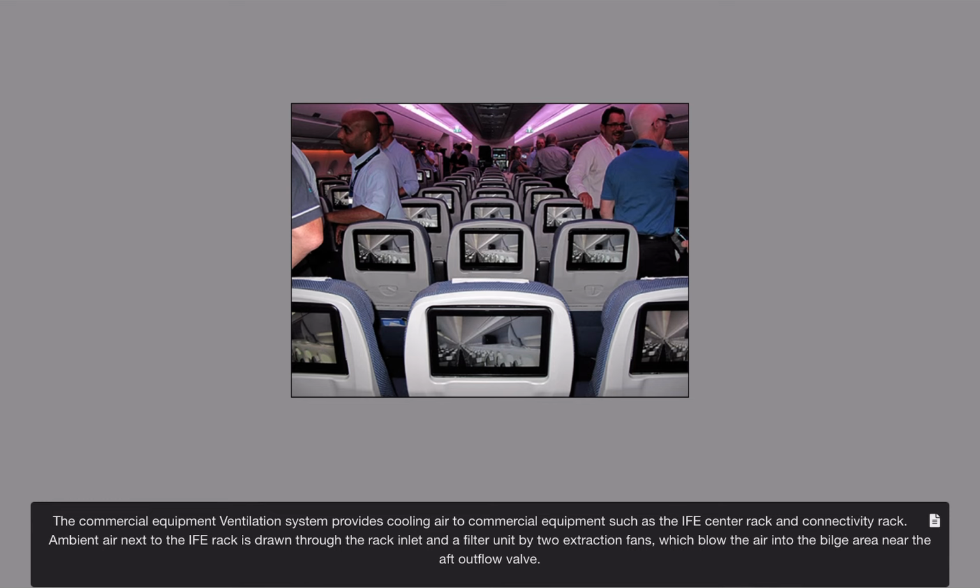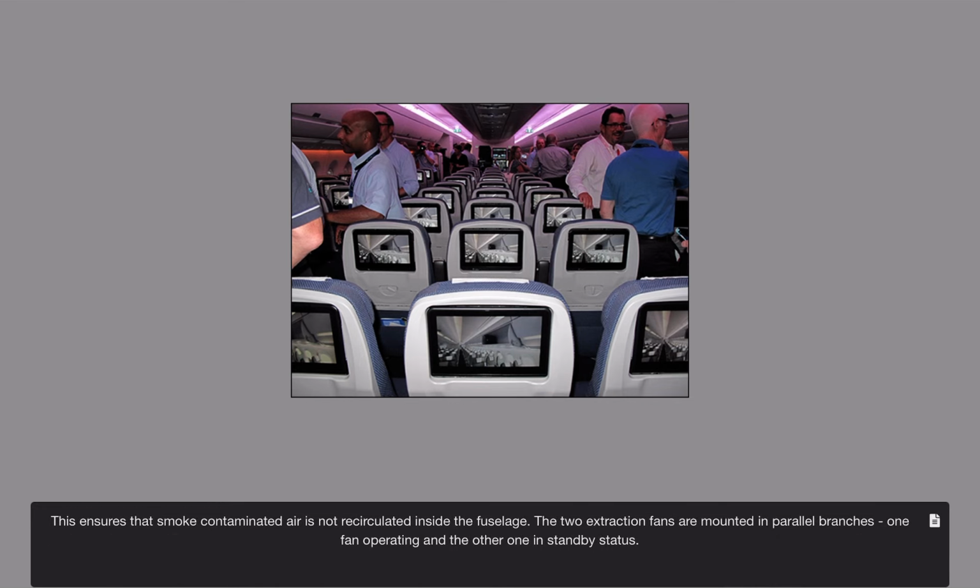The commercial equipment ventilation system provides cooling air to commercial equipment such as the in-flight entertainment center rack and connectivity rack. Ambient air next to the in-flight entertainment rack is drawn through the rack inlet and a filter unit by two extraction fans, which blow the air into the bilge area near the aft outflow valve. This ensures that smoke-contaminated air is not recirculated inside the fuselage. The two extraction fans are mounted in parallel branches, one fan operating and the other one in standby status.